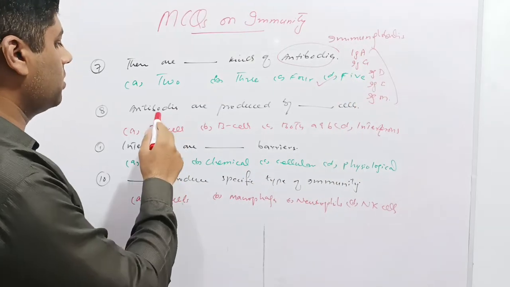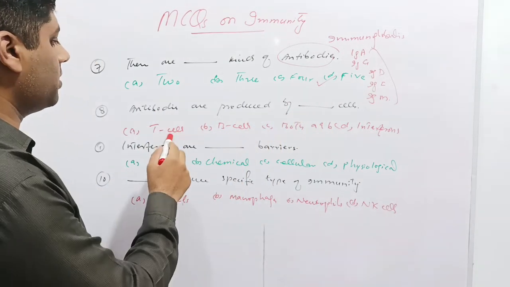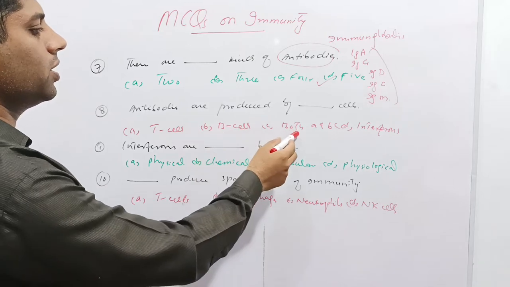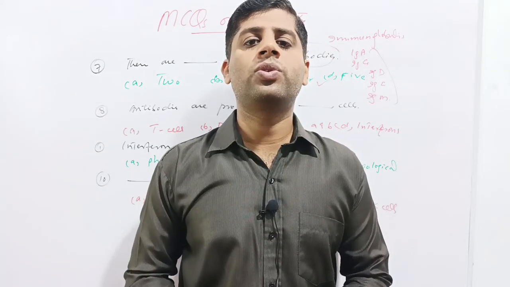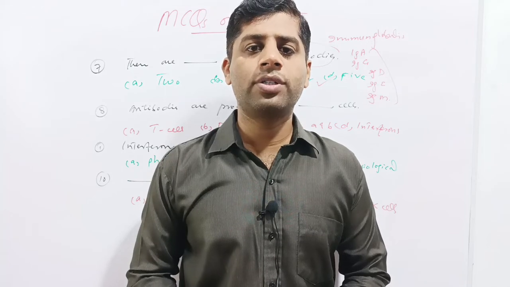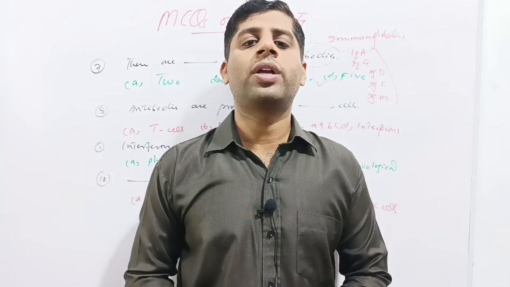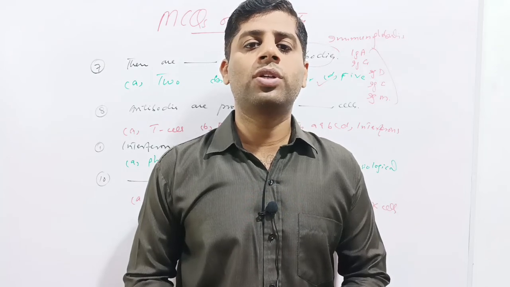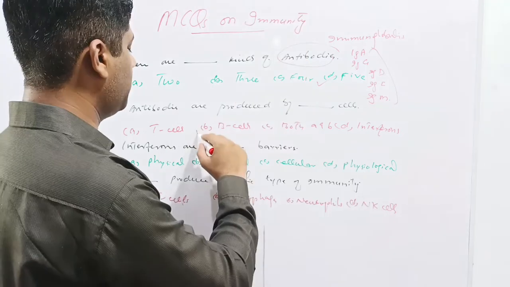Next question is, antibodies are produced by dash cells. Given options are T cells, B cells, both A and B, or interferons. T cells or T lymphocytes produce cellular immunity. These do not produce any chemicals or antibodies. The interferons are basically the chemicals which are released from the viral infected cells. So these are not antibodies. The antibodies are produced by the B cells or B lymphocytes only. The option B is correct.